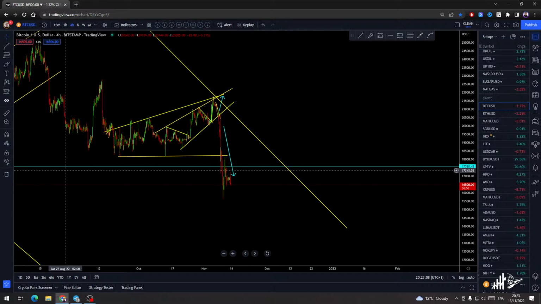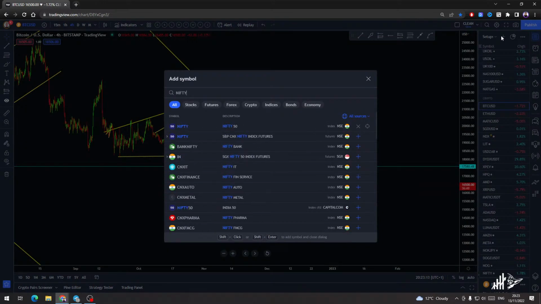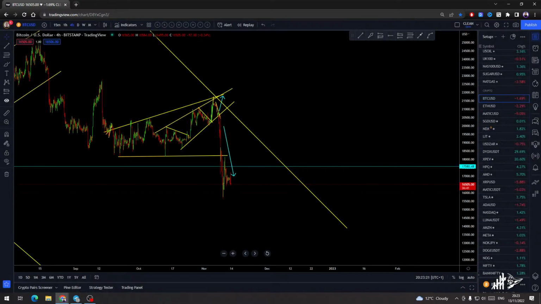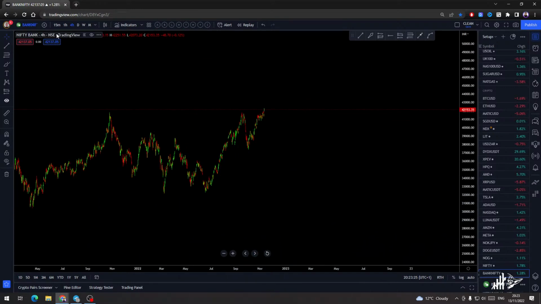Not Nifty 50. Okay, I will correct this one. So let me just analyze it for you. Nifty 50, you said. Nifty Bank. Sorry. Nifty Bank. Let's see. It's the same.